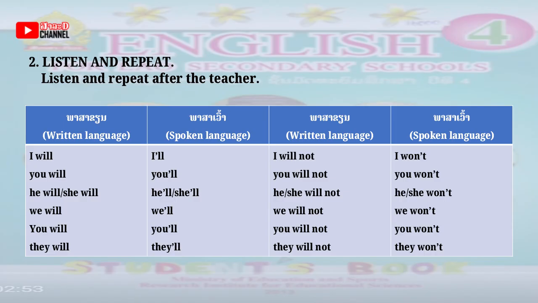You'll. They'll. Written language. I will not. You will not. He or she will not. We will not. You will not. They will not. Spoken language. I won't. You won't. He or she won't. We won't. You won't. They won't.